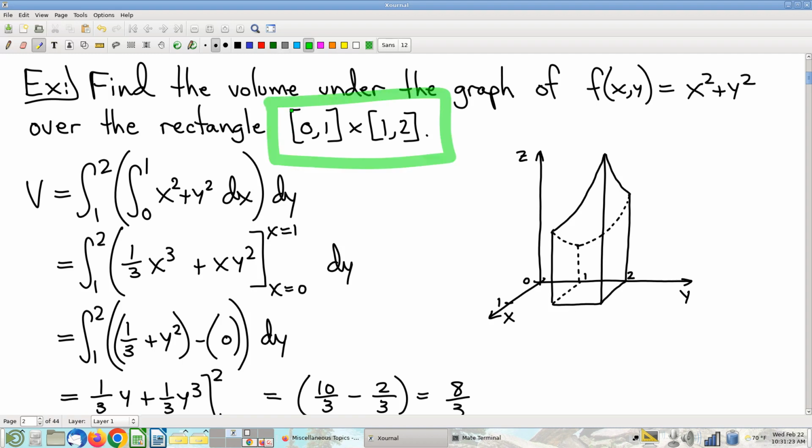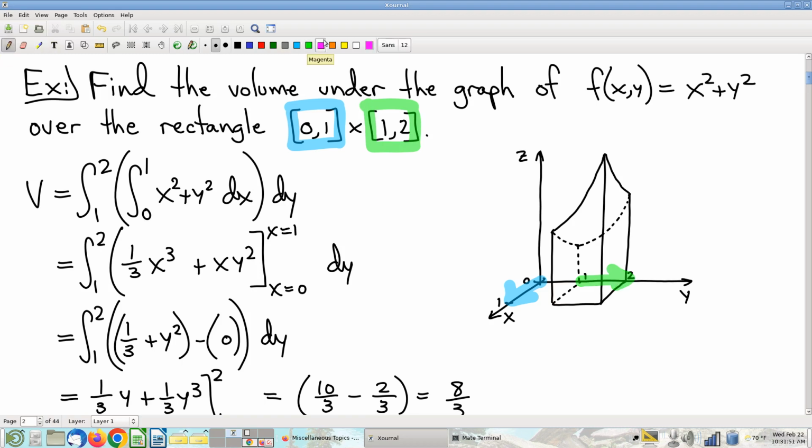This notation where you have a cross is not a cross product. This is a way of defining a rectangle, and the first interval is telling you the range of values of the first variable, in this case x, going from 0 to 1, and then the second interval after the cross is telling you the range of values of the second variable, in this case y, and so altogether this whole thing is just a notation representing this rectangle in the xy plane.